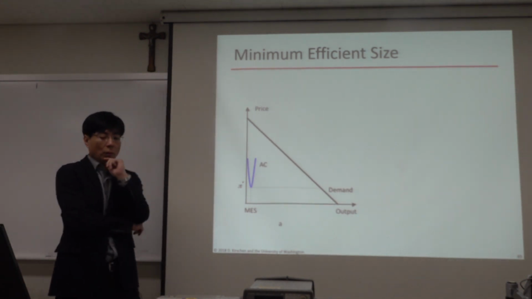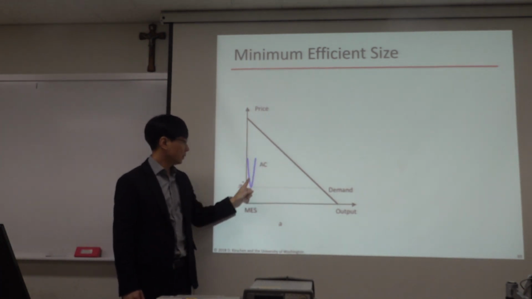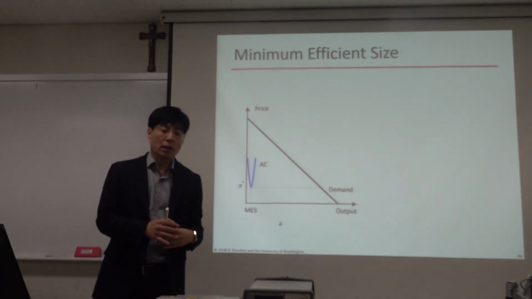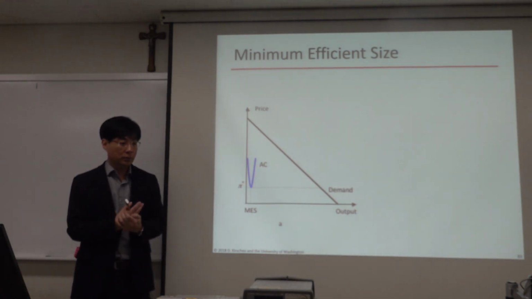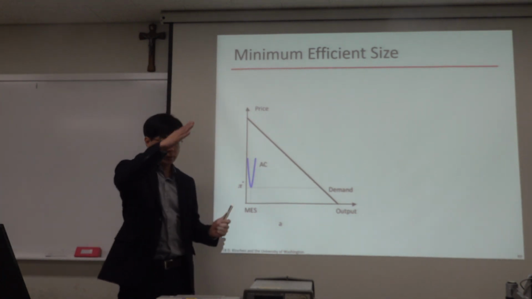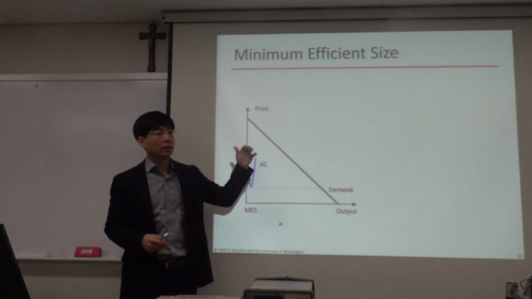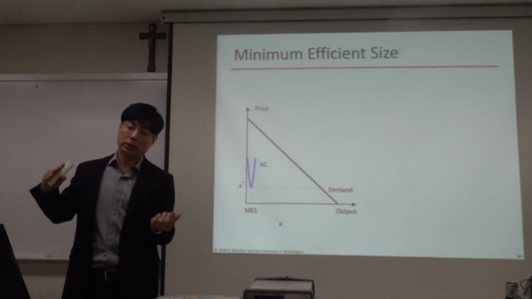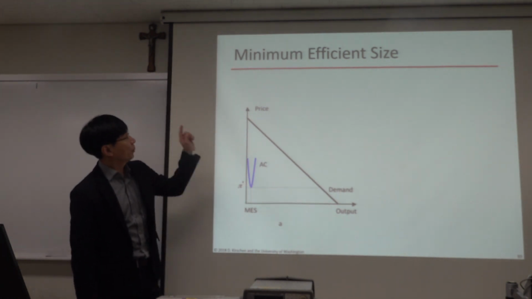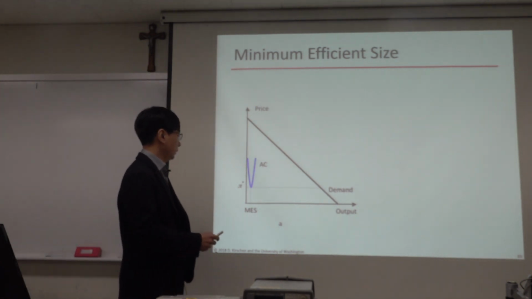And the producers want to determine the quantity where this average cost function is minimized. Right? Because I have a fixed cost, I want to recover the fixed cost. So if I produce more and more and more, up to some point, the average cost decreases. And after that, the average cost increases again because originally the marginal cost is increasing function. Right? So anyway, this quantity is called minimum efficient size from a producer's perspective.